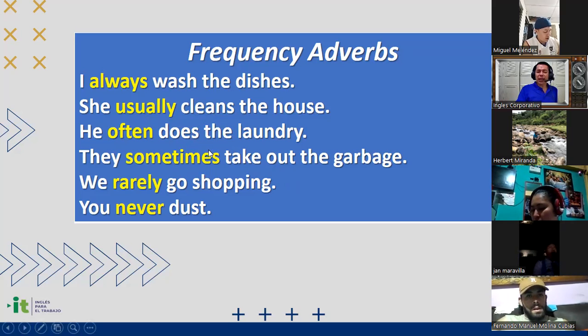En el caso de sometimes, es el único adverbio que se sale del guacal, ¿verdad? Podemos decir, sometimes they take out the garbage. Podemos ponerlo al principio. Inclusive, no es común, pero podemos ponerlo al final también: they take out the garbage sometimes. El único que se puede mover. Los demás siempre van a estar entre el sujeto y el verbo, ¿ok?